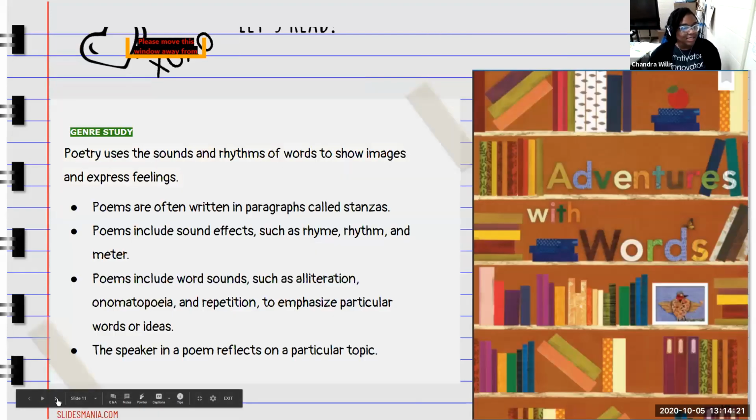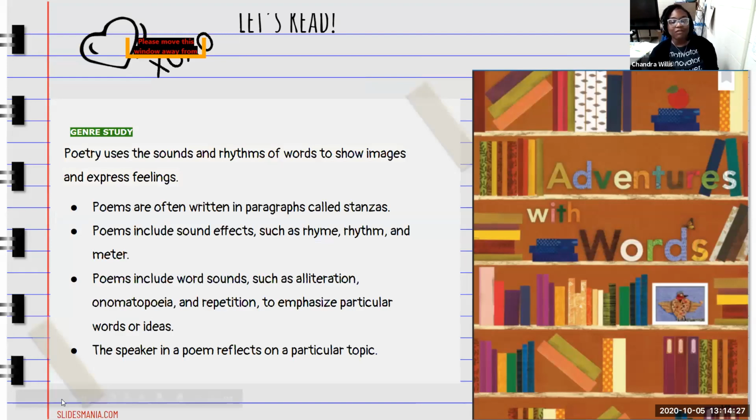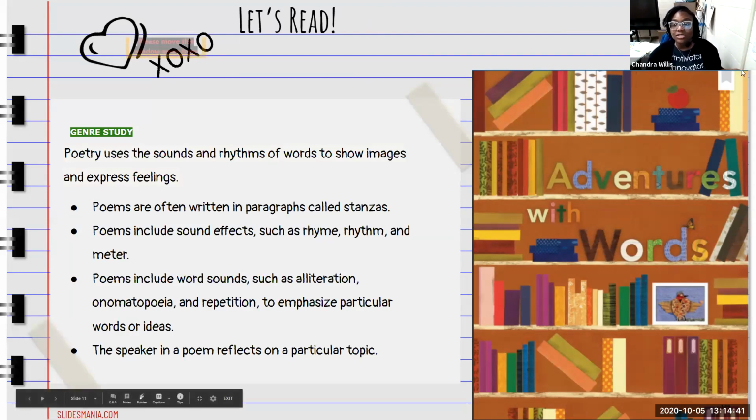All right, let's look at our story for today. So remember, Miss Willis, every week we have what? A weekly story. So since we're doing poetry this week, we're going to have weekly poems. So make sure you pay attention and you answer the questions and you listen to the questions, because these are the same questions that will be on your test on Friday. So make sure you're paying attention.